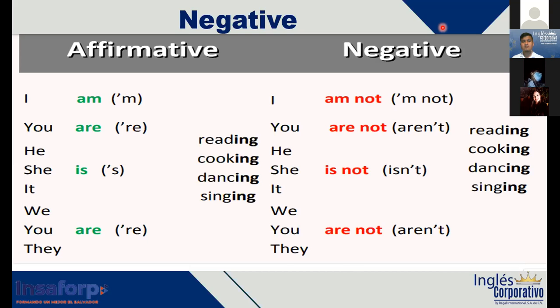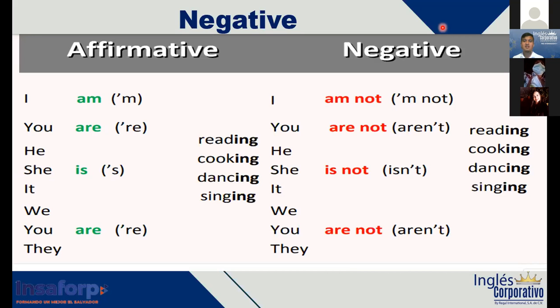You are cooking. You're cooking. He is dancing. She is singing. It is reading. It's reading. We are cooking. We're cooking. Excellent. You are dancing. You're dancing. They are singing, and they're singing.